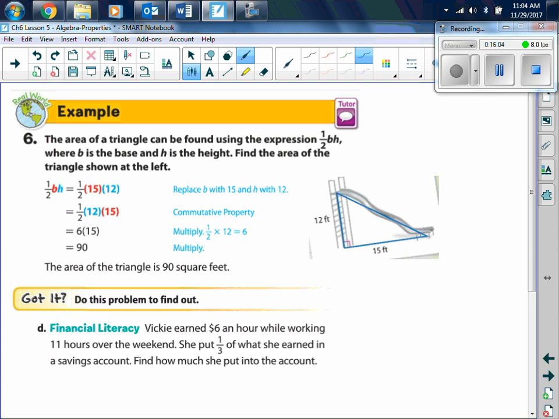Is that clear? So now I can just multiply. Now I can just do the work. So 1/2 of 12 is 6 times 15, that gives me 90. So the area of this triangle under the slide is 90 square feet.